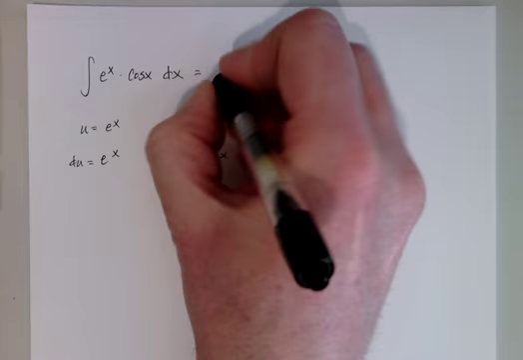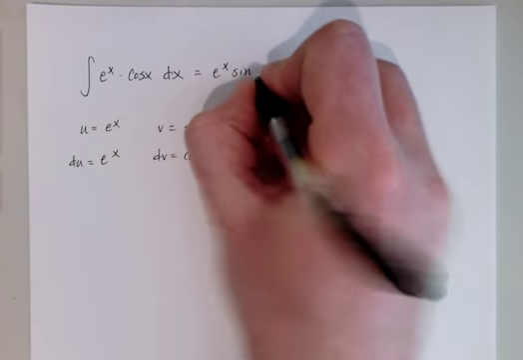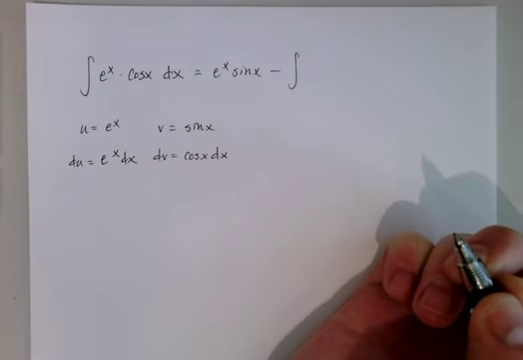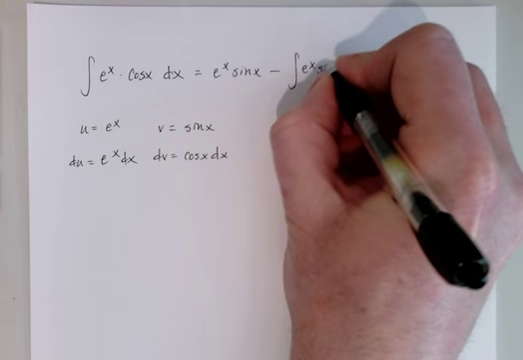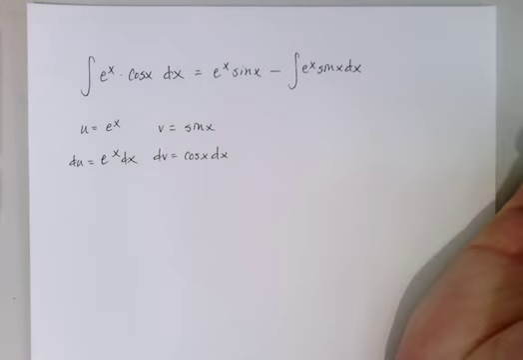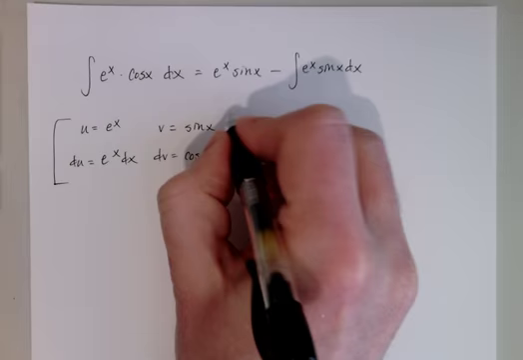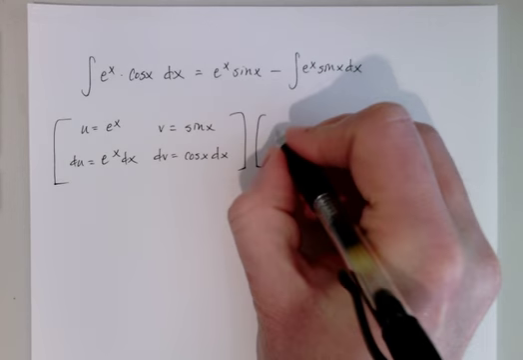Okay, this winds up being e to the x sine x minus the integral of e to the x sine x dx. Well, some people might look at that and think of that as more of a step backwards than a step forwards. Well, let's go ahead and do it again.